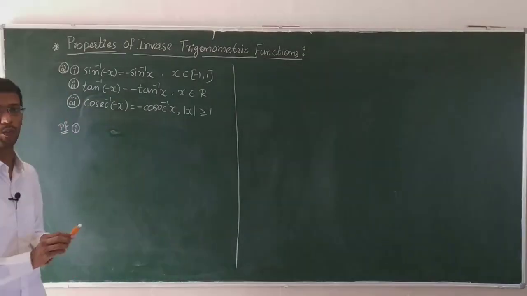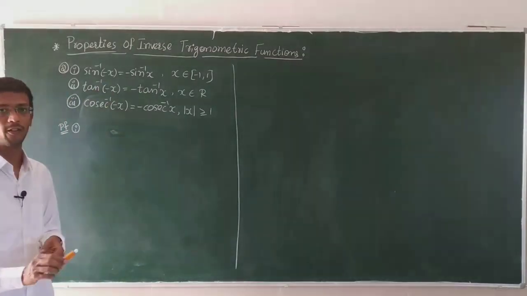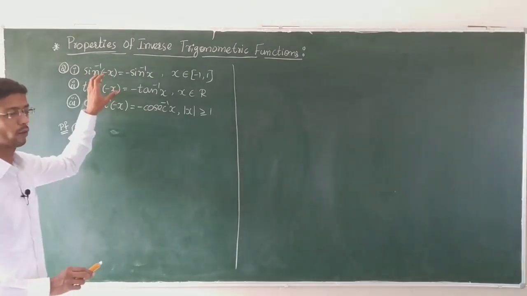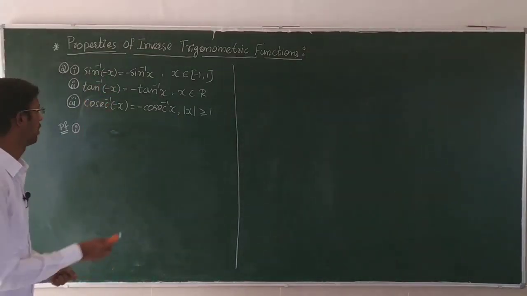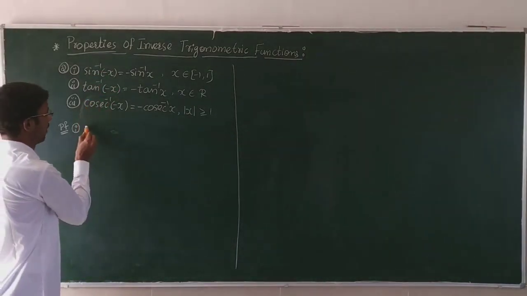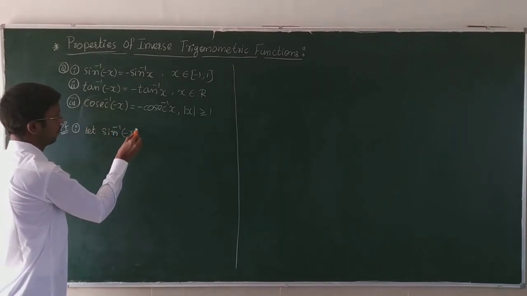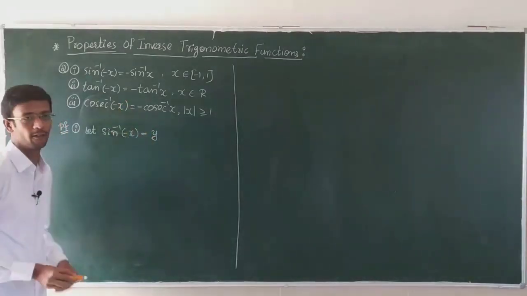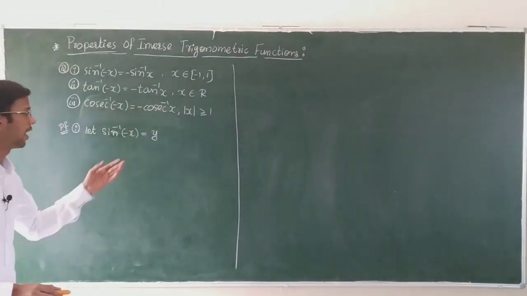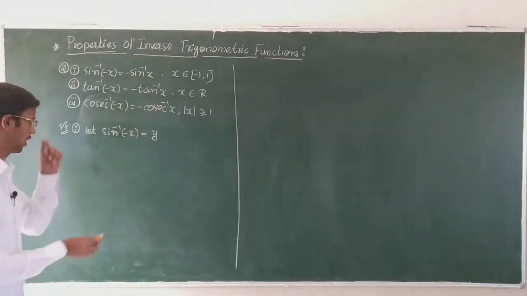Next, property number 2. We used this property in the first exercise also. Now we have to see the proof of this property. First, let sin inverse of minus x is equal to y. Why am I taking y? Y or z, any letter we can take here.